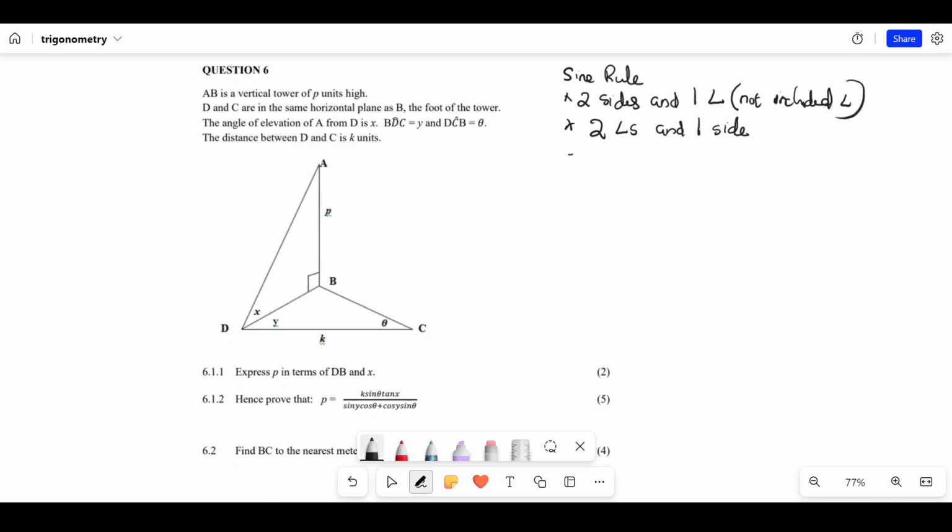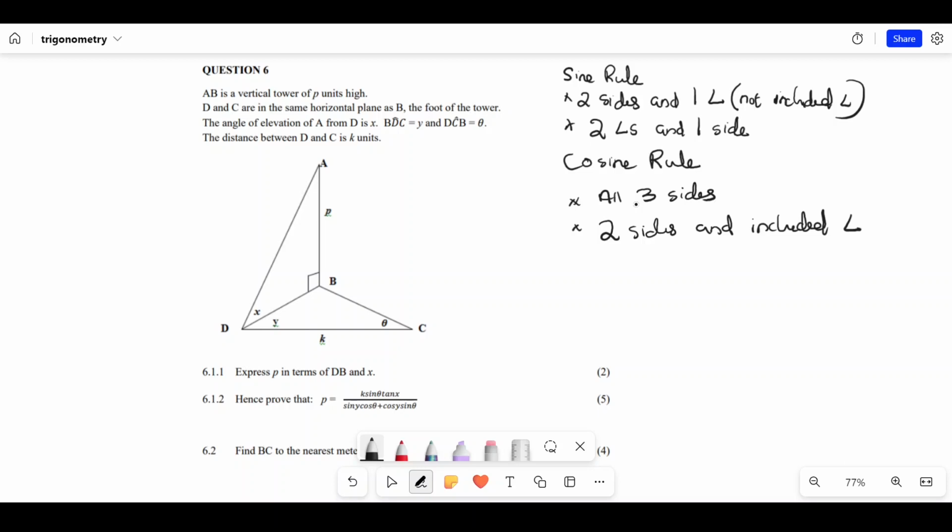Okay, now the cosine rule is used when you have all three sides given, all three sides. Then you use the cosine rule, or you use it when you have two sides and the included angle. Two sides and the included angle is given. That's when you use the cosine rule. You must have this in mind when we do solution of triangles.